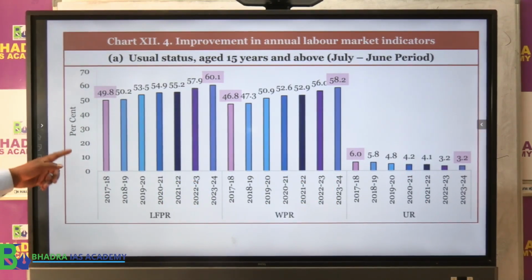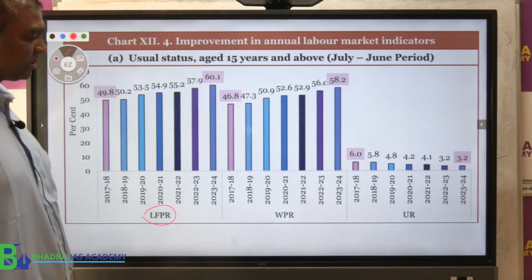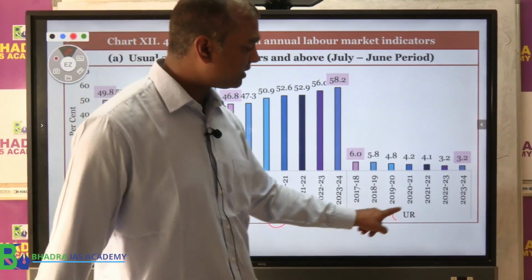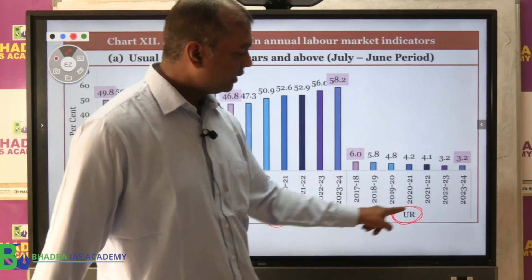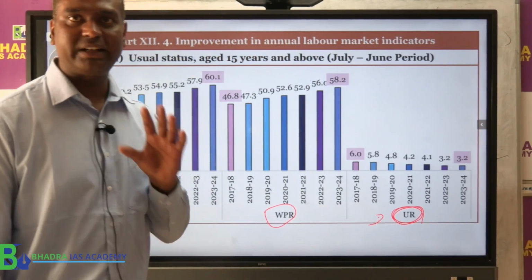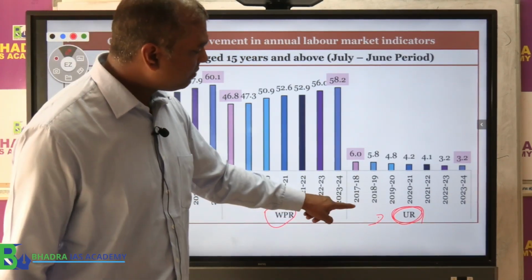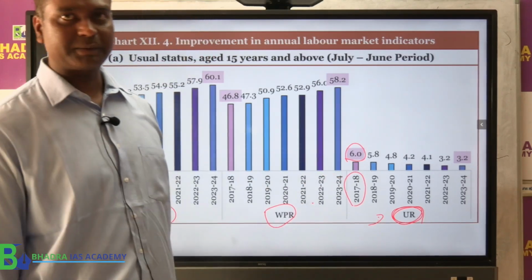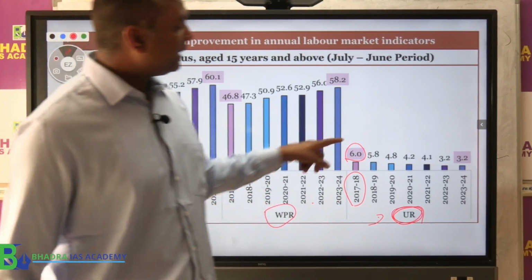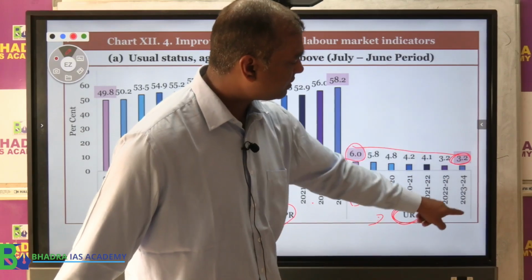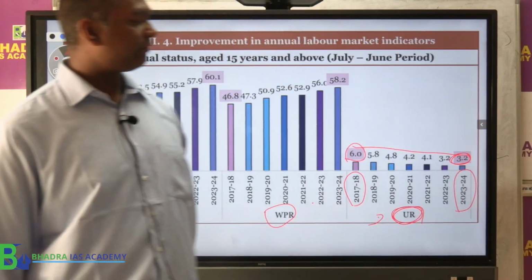Okay. So now if you look at this diagram, which is given by the economic survey, it is not very relevant for us to memorize all this. This is the labour force participation rate. This is the worker participation rate. Our important thing here is the unemployment rate. So look at the unemployment rate, which is important, what the government is talking about. Unemployment in 2017-18 was 6.0%, that means 6%. It has gradually come down to 3.2% in 2023-24.